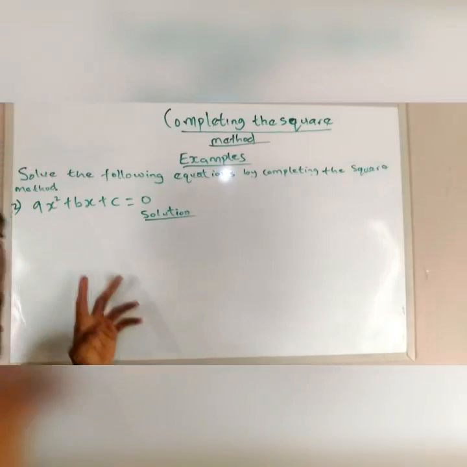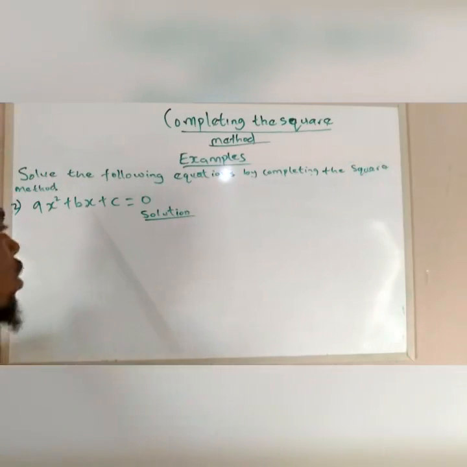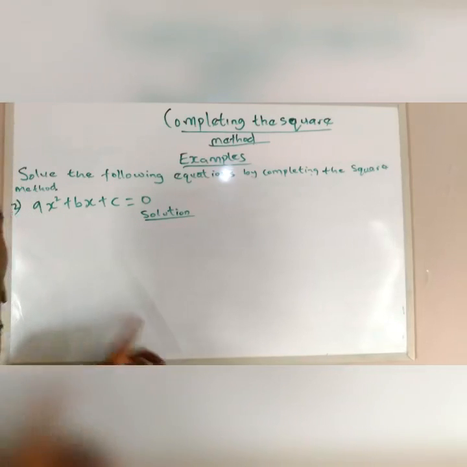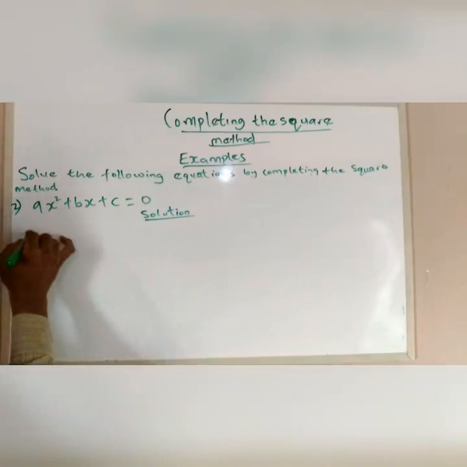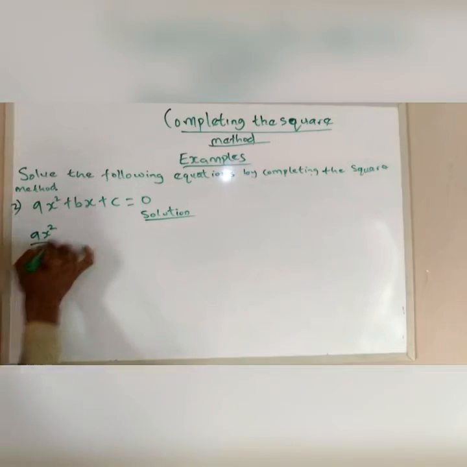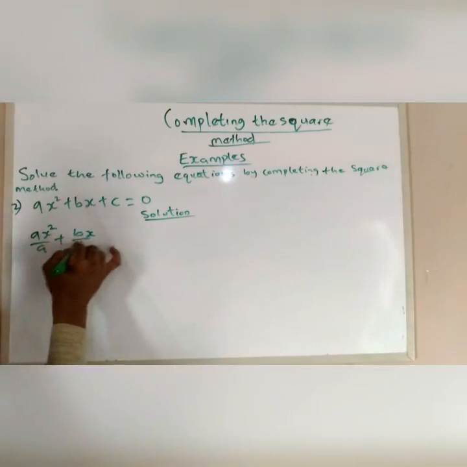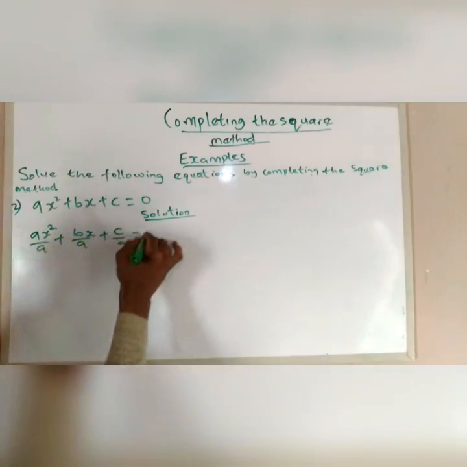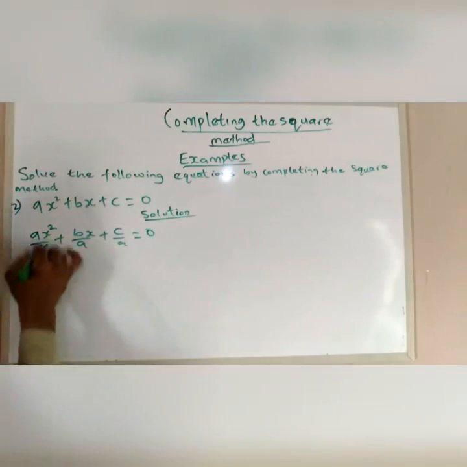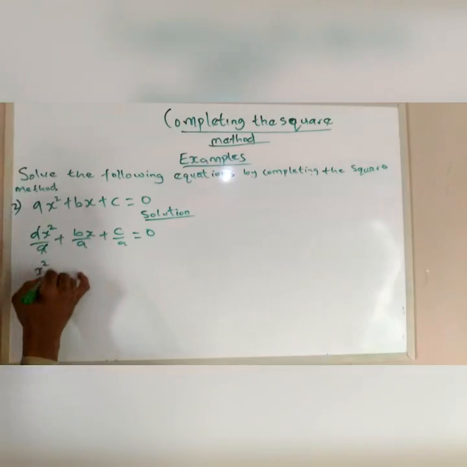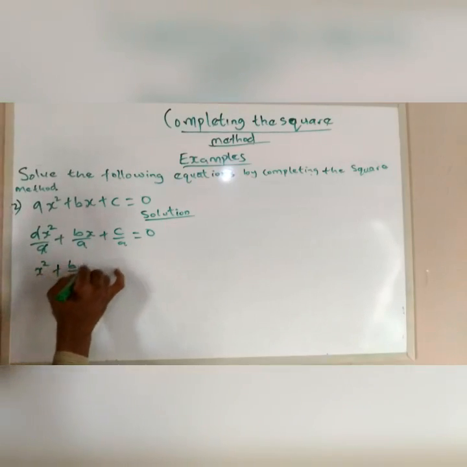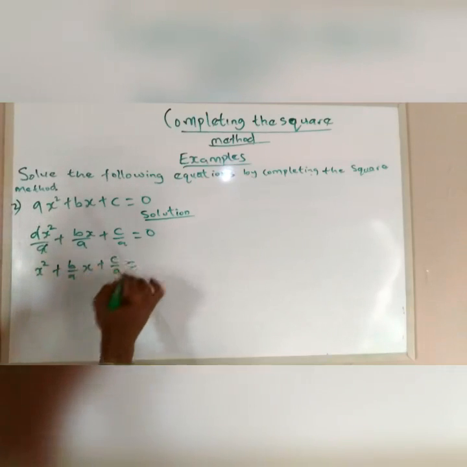So the second question we are going to look at here is the general formula for the quadratic equation. That is ax squared plus bx plus c is equal to 0. So here is the solution. The first thing we need to do is divide the equation by the coefficient of x squared, which is a. So we have ax squared divided by a plus bx divided by a plus c divided by a equal to 0. So this a will cancel the a and we have x squared plus b over a x plus c over a is equal to 0.